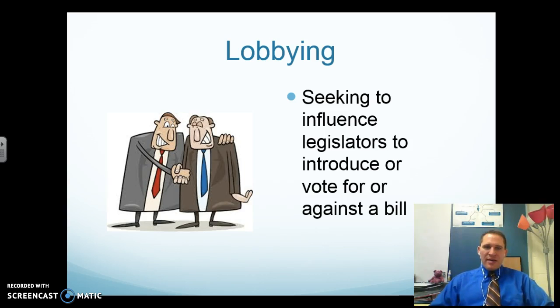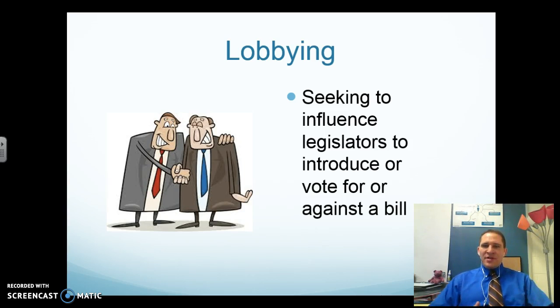All right, the sixth word is lobbying. And you lobby all the time, and I'll explain how you do that. So lobbying is seeking to influence legislators to introduce or vote for or against a bill. And a bill is what a law eventually becomes. A bill starts like a rough draft of a law. And you guys lobby all the time because you maybe try to get your parents to let you stay out a little bit later, or go over to a certain friend's house, or get a ride somewhere.